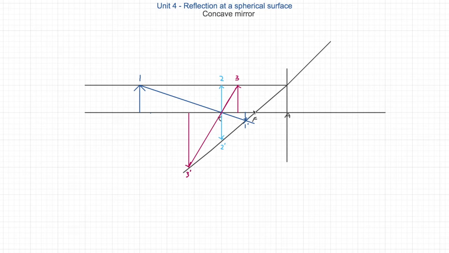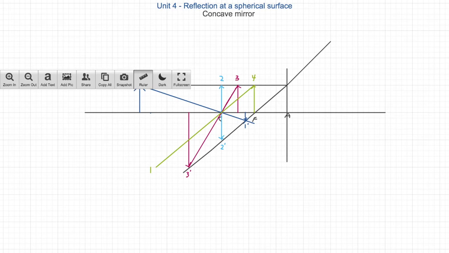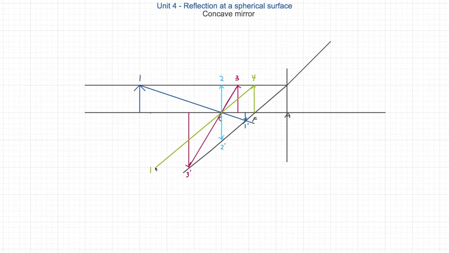Now let's see what happens when we put our object at the focal point and draw our line through the center. And we see that this line is parallel to the line through the focal point. That means they never meet. And that means that image 4 prime is at infinity.